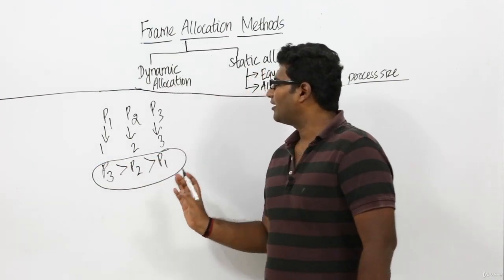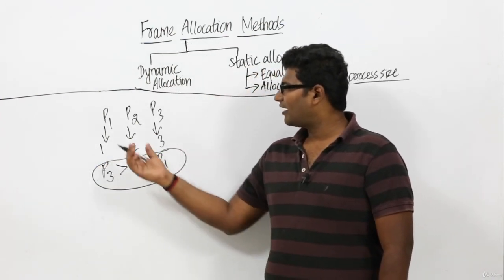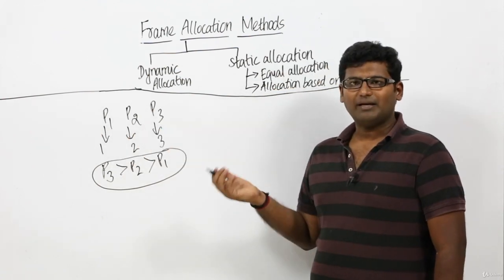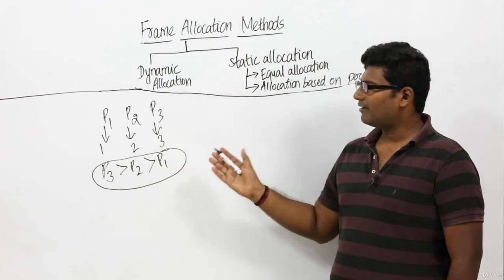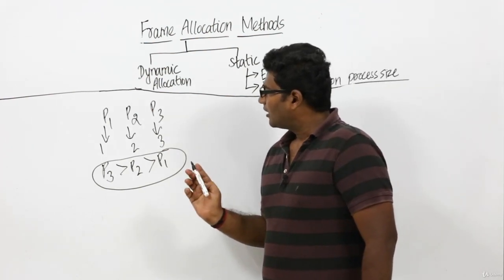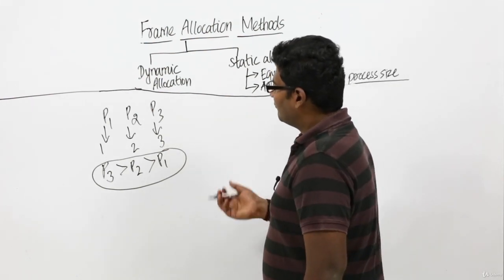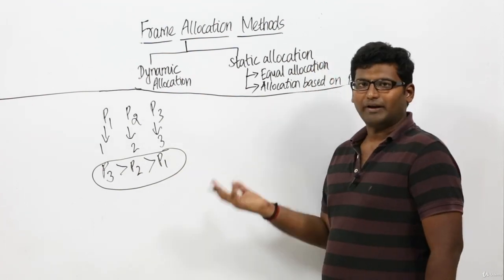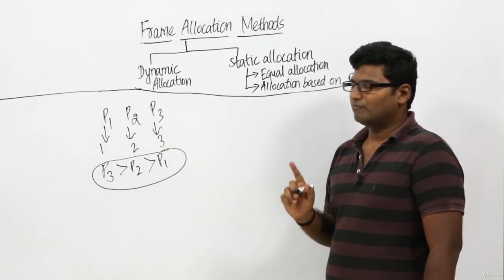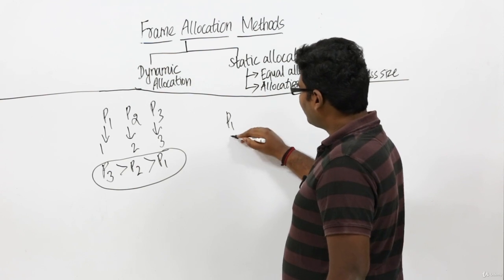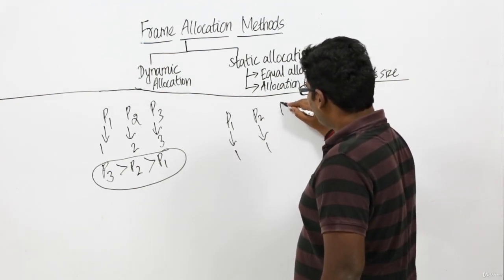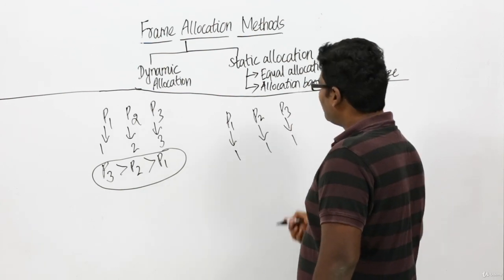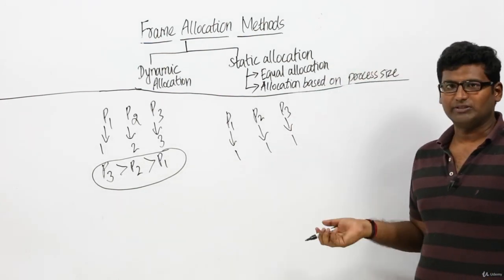Fine. So what we have done is, we are assuming that we have three processes and we have assigned priority to every process. We are seeing dynamic allocation, right? Fine. Now what we will initially do is, whichever process comes into the RAM, we will give only one frame. For example, we will give one frame to P1, one frame to P2 and one frame to P3, right? We are giving one frame to every process.